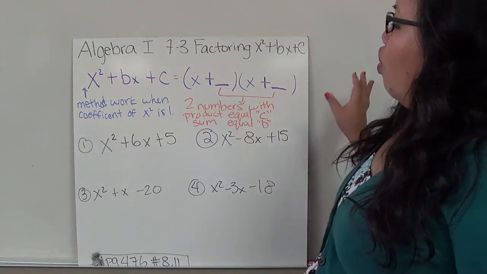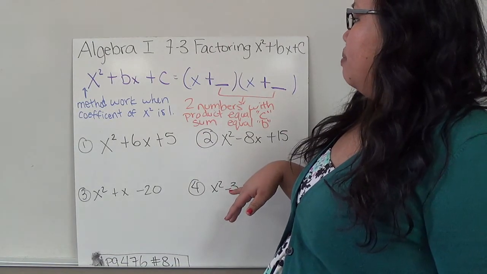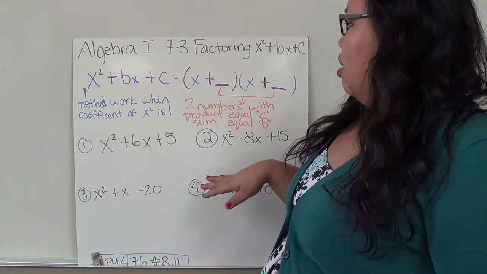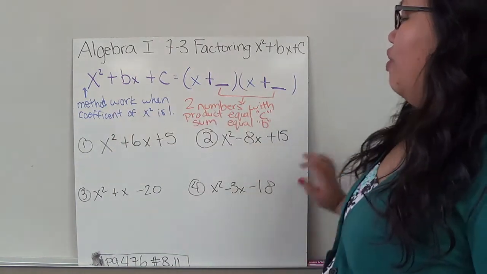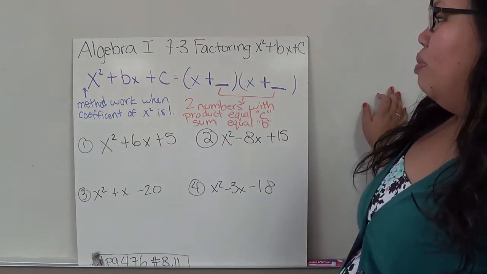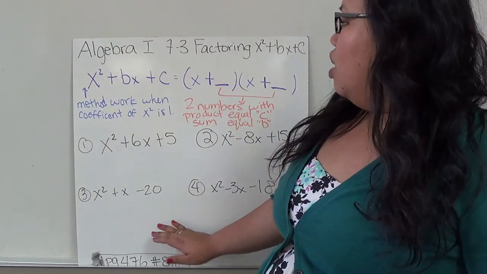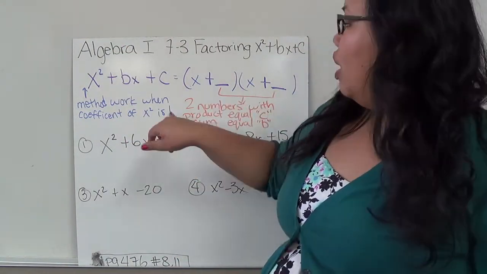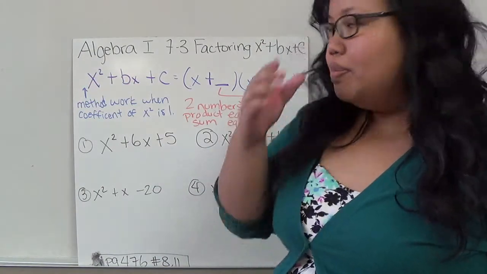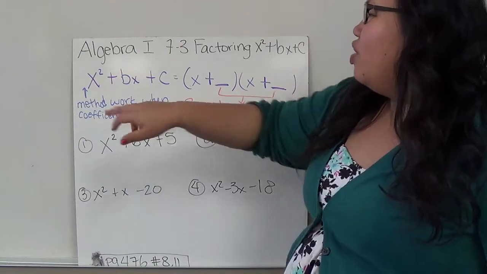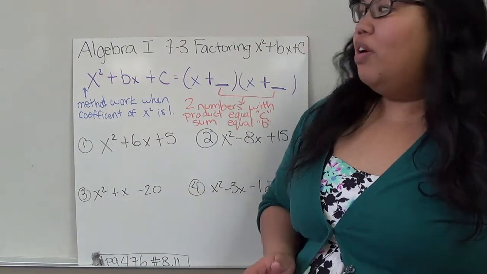So in order for us to do this, we need to use a method that works when the coefficient of x squared is 1. This factoring method will only work if the number in front is a 1. Okay? If there are other numbers for this coefficient other than 1, then there are other rules that are involved.